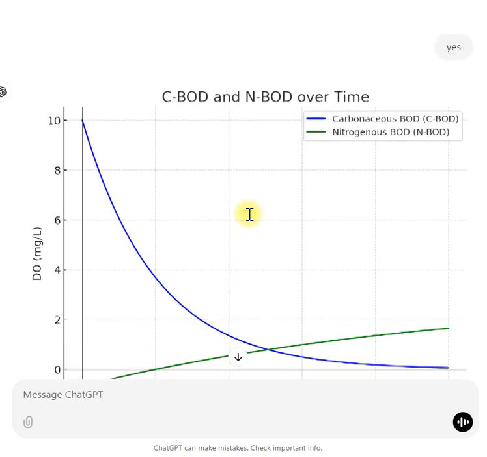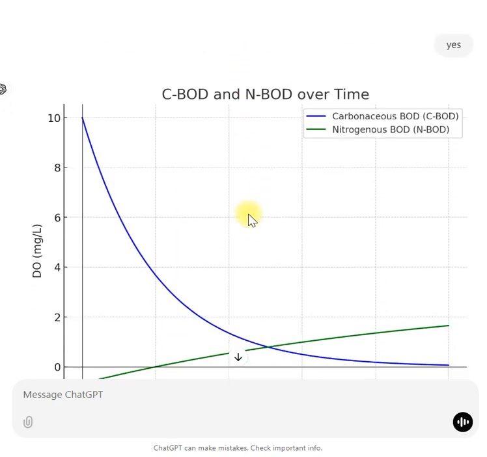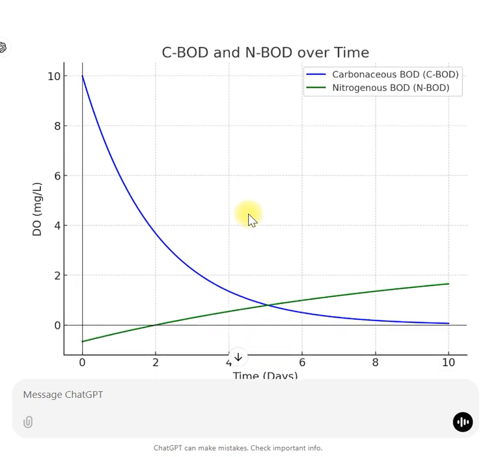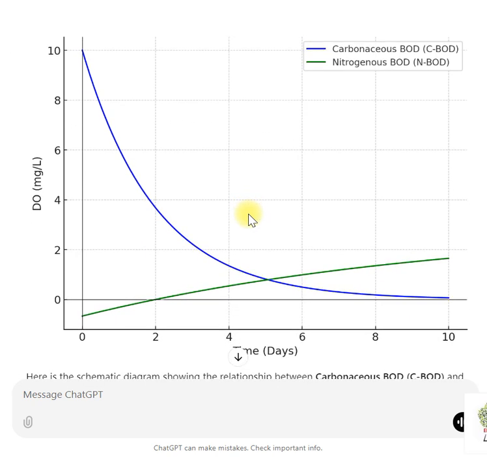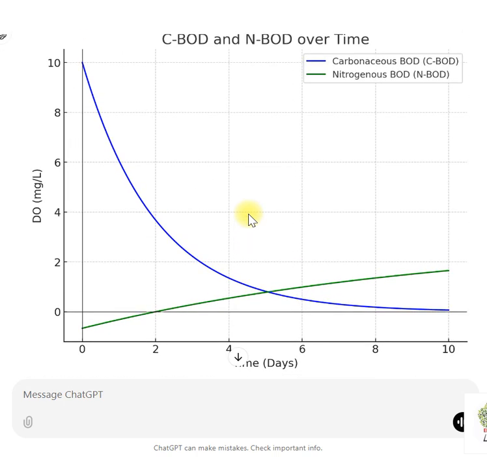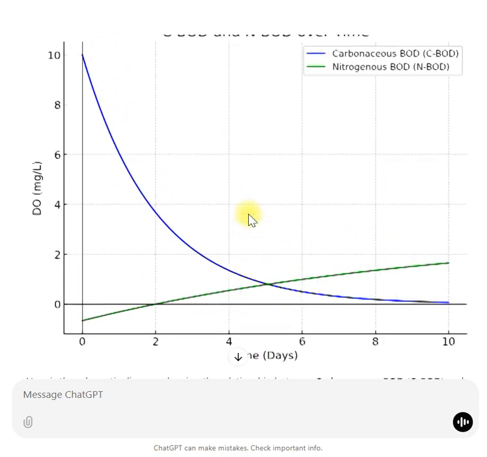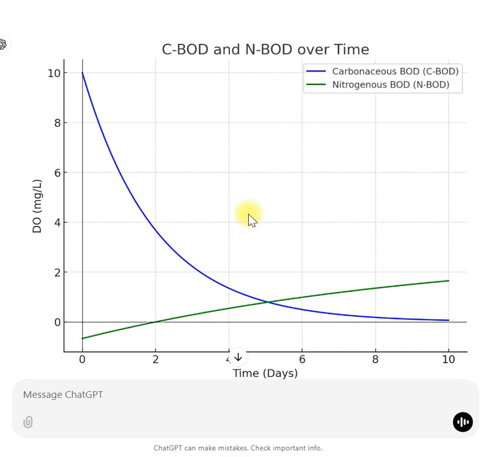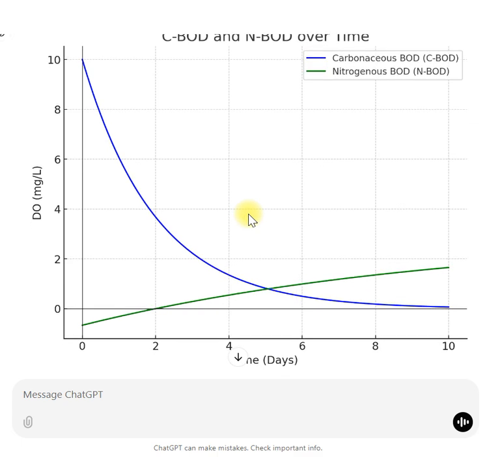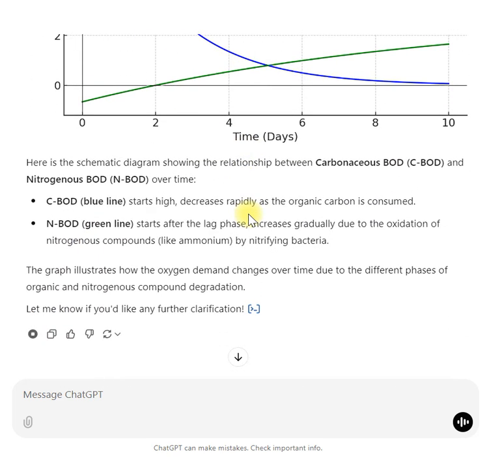Here is the schematic diagram showing the relationship between carbonaceous body, C-body, and nitrogenous body, N-body, over time. C-body, blue line, starts high, decreases rapidly as the organic carbon is consumed. N-body, green line, starts after the lag phase, increases gradually due to the oxidation of nitrogenous compounds, like ammonium, by nitrifying bacteria. The graph illustrates how the oxygen demand changes over time due to the different phases of organic and nitrogenous compound degradation. Let me know if you'd like any further clarification.